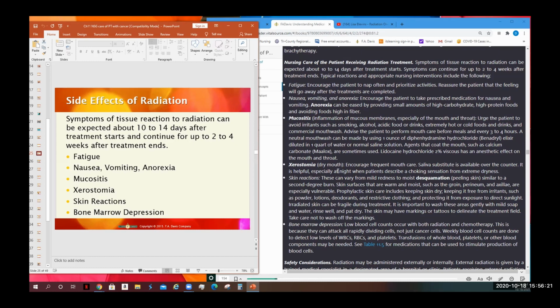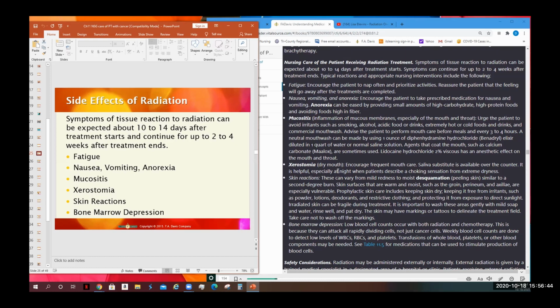Nausea, vomiting, and anorexia. Encourage the patient to take the prescribed medication for nausea and vomiting. Anorexia can be eased by providing small amounts of high carbohydrate, high protein foods and avoiding foods high in fiber.